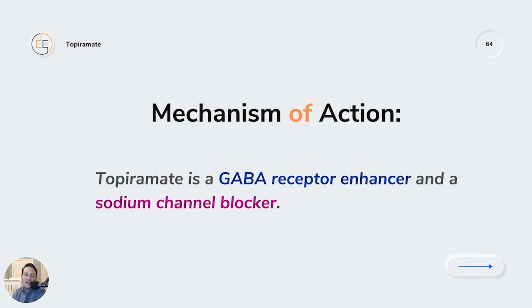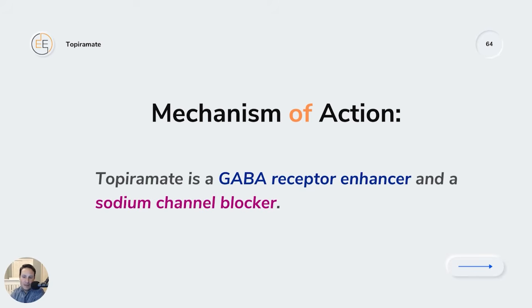Well, what if I told you that topiramate does both? That's right. Topiramate is a GABA enhancer and a sodium inhibitor. It's all in one, so the most talented ASM when it comes to mechanism of action.